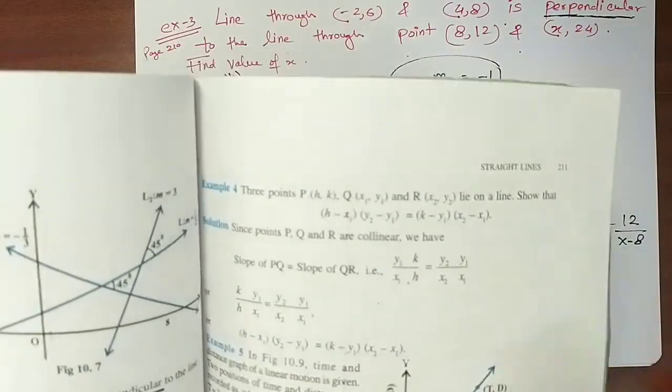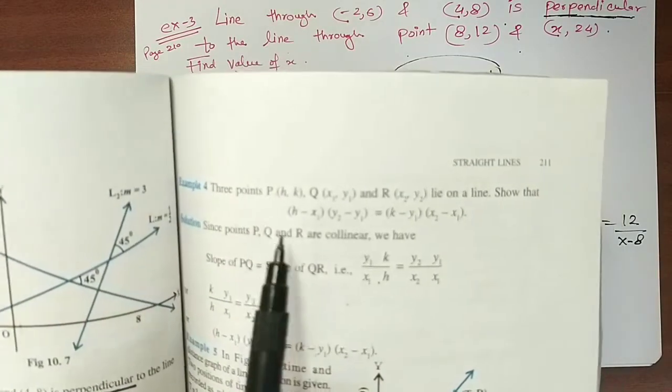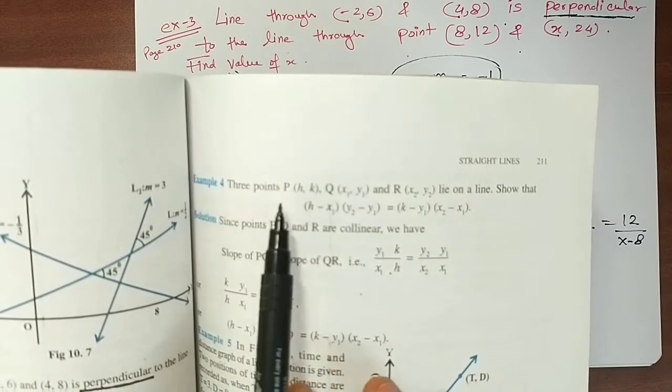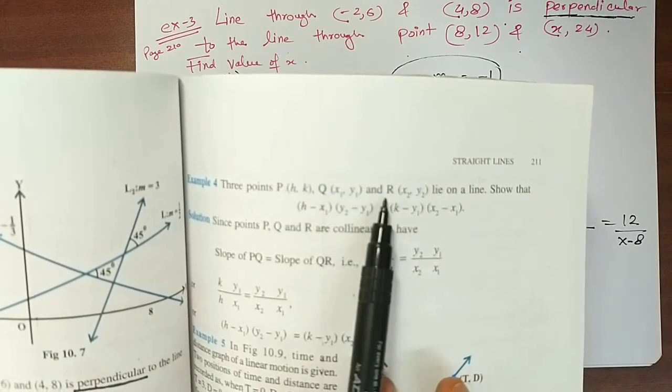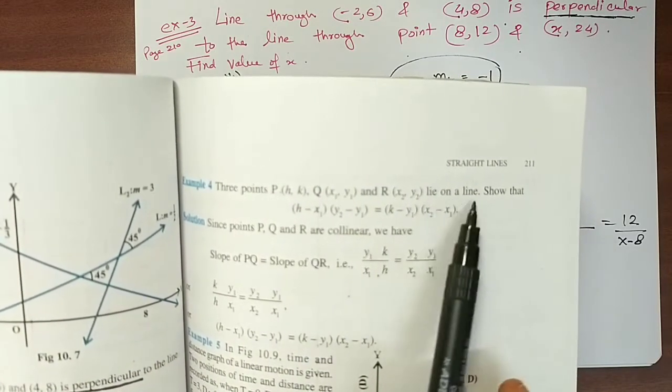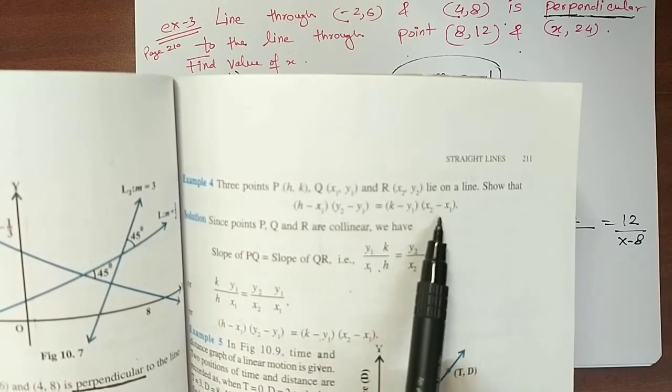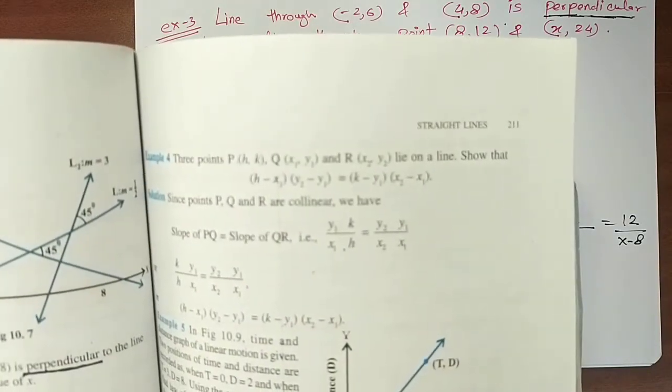Let's see example 4. Here is my example 4. They have given 3 points P, Q, R lie on a line. On a line means straight line. You have to show this is equal to this. Very important question. Let's solve it.